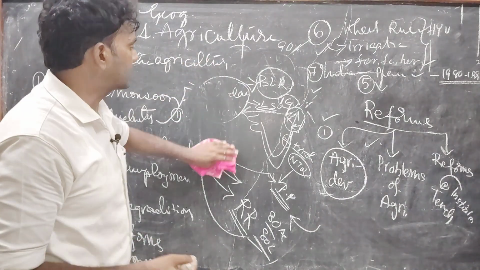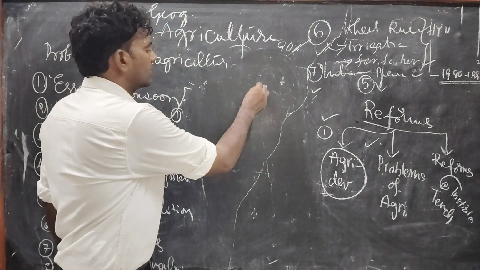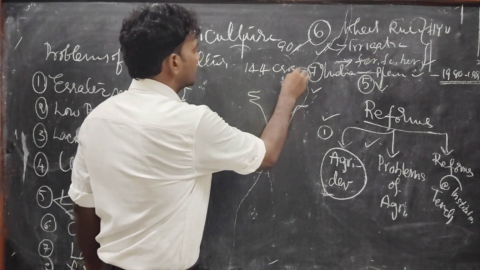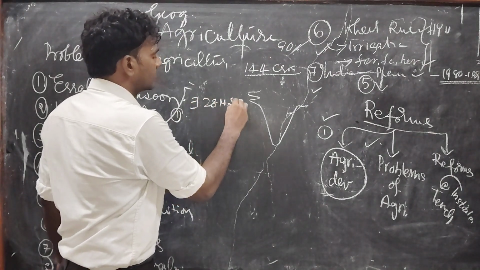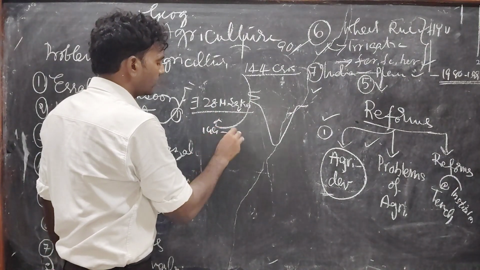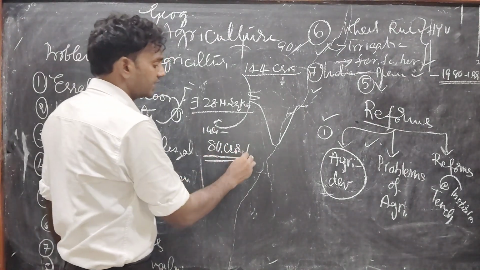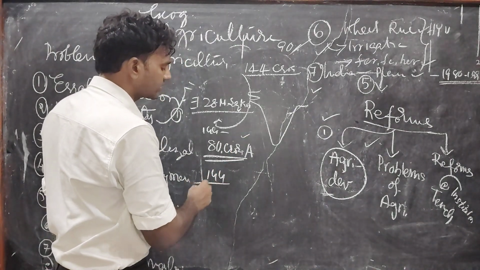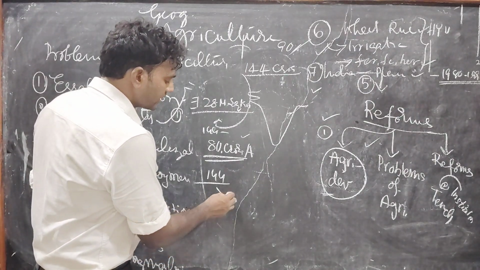Okay, coming to fragmentation, or small patches of land. We already discussed that the Indian population is increasing day by day. What is the population of India? 144 crores. In India, we have only 3.28 million square kilometers of land. If we divide this among 144 crores, it gets only 80 crore acres of land. The population is 144 crores, so we don't even get 1 acre. Every person gets less than 1 acre.